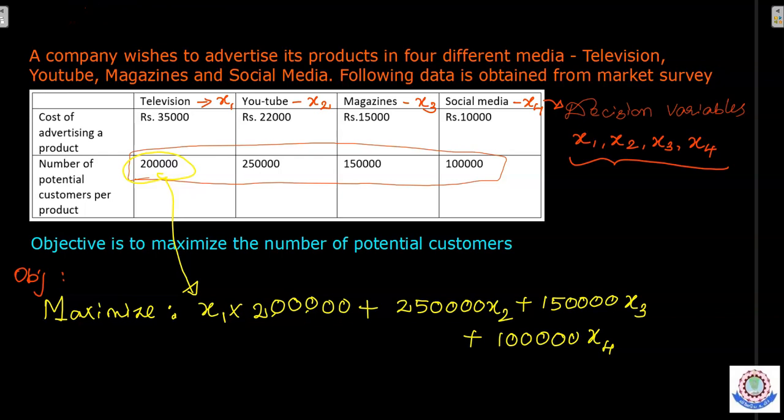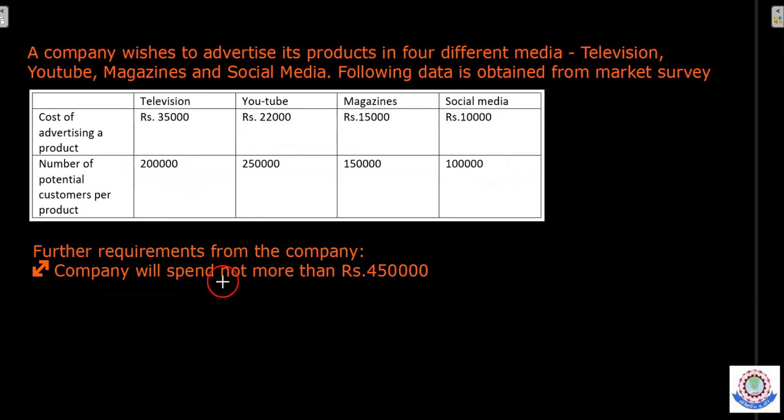Beyond this objective, we have many constraints stated from the company side. Let us see the constraints one by one. The company will spend not more than 4,50,000 for advertisement. The cost of spending for a particular product is given here for all the four media. Our decision variable is such that we can have more than one product advertised in each media.